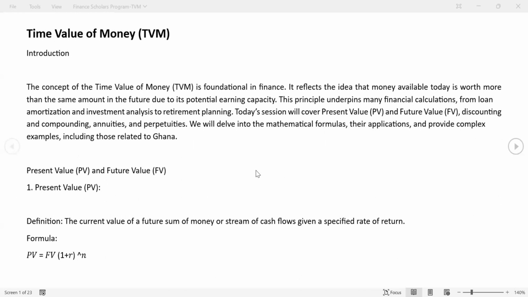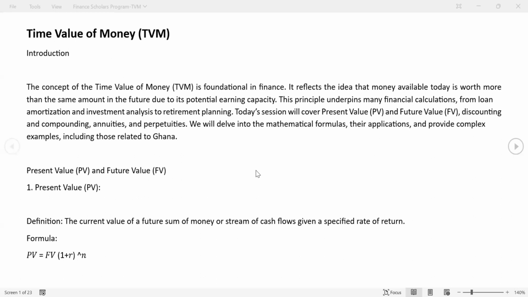Present value is the current value of a future sum of money or stream of cash flows given a specified rate of return. So present value just means how much is your $10 tomorrow worth today? Okay, that's present value. So it is the current value of your future amount. If you expect that within 10 years' time you'll be getting 50,000 cedis, your present value just wants to know how much it will be worth today, taking into consideration the rate of return if you were to invest some amount of money to get there.